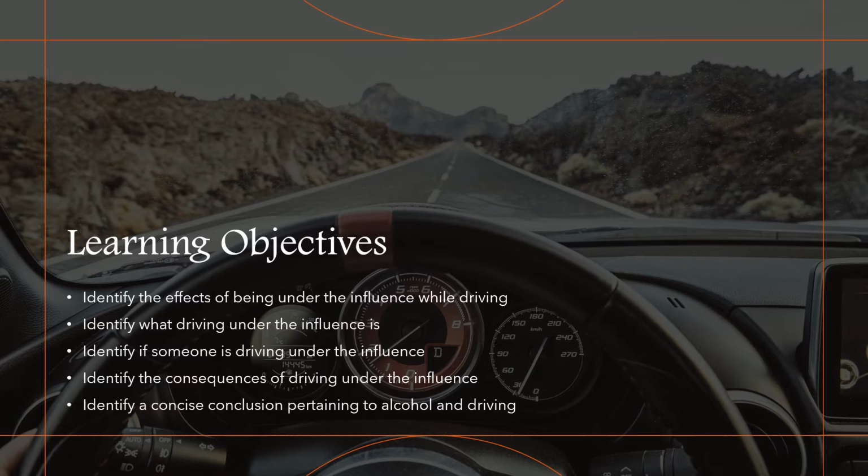Our learning objectives today are to identify the effects of being under the influence while driving, identify what driving under the influence is, identify if someone is driving under the influence, identify the consequences of driving under the influence, and identify a concise conclusion pertaining to alcohol and driving.